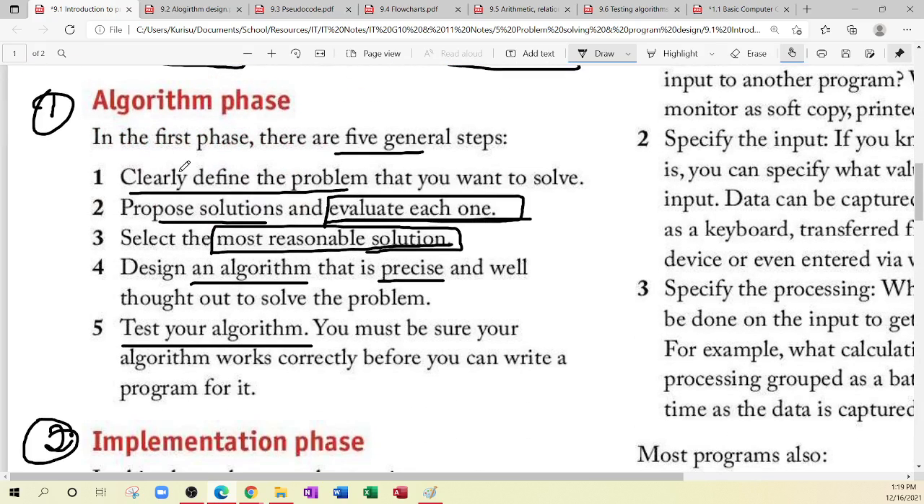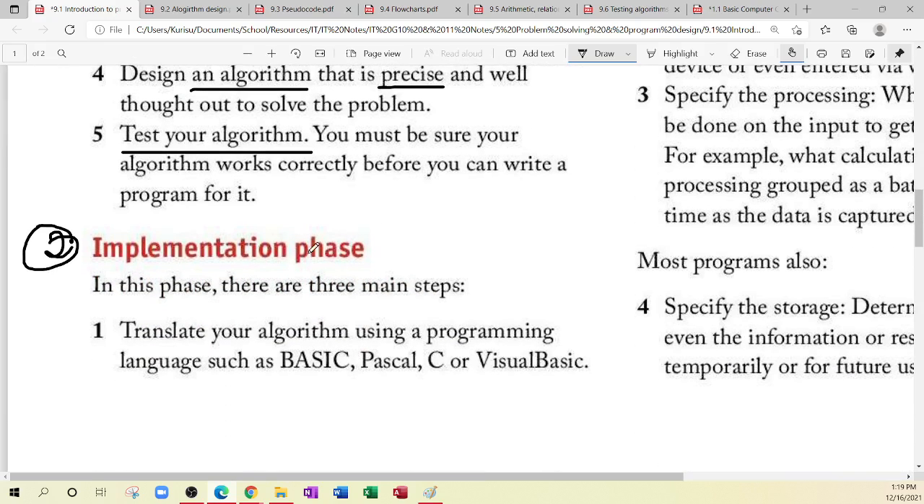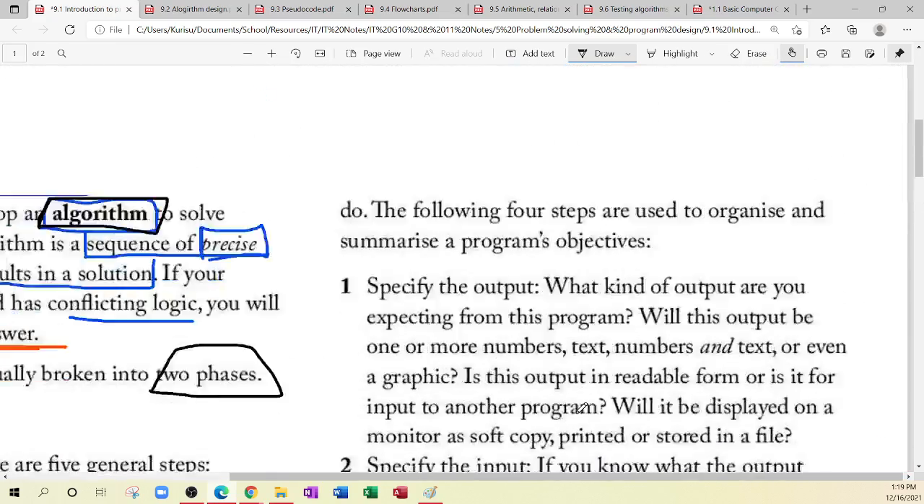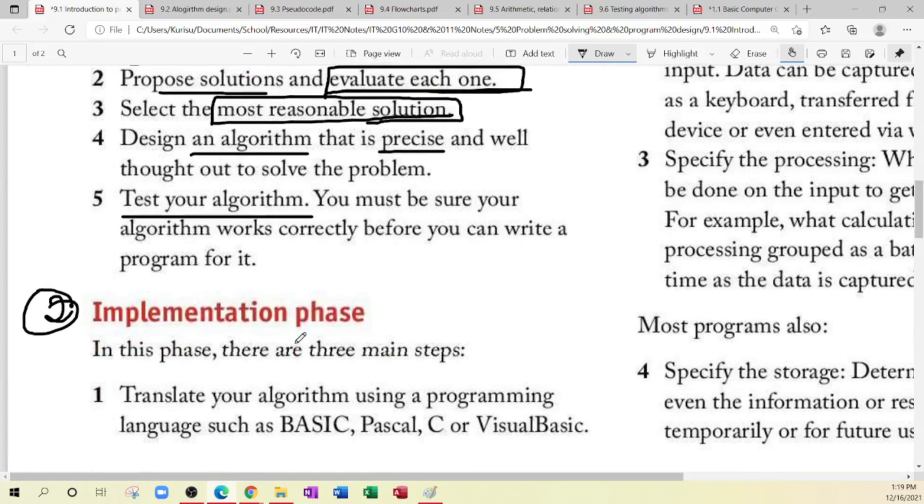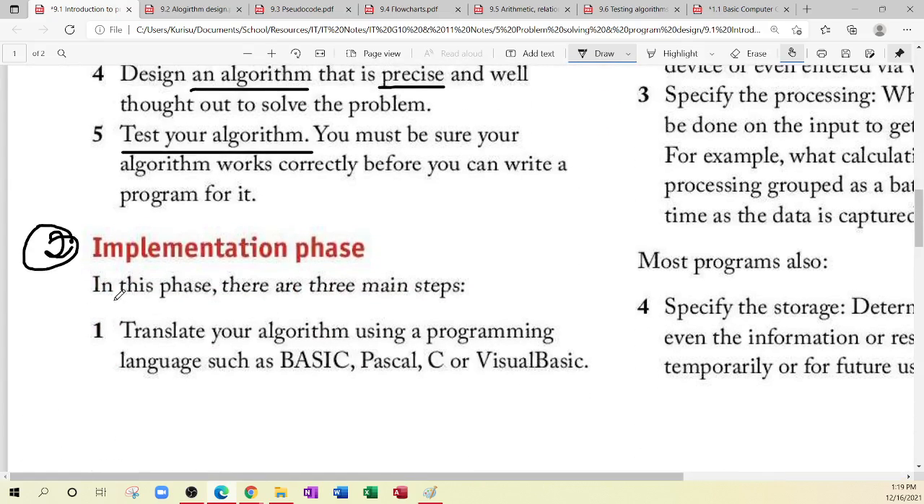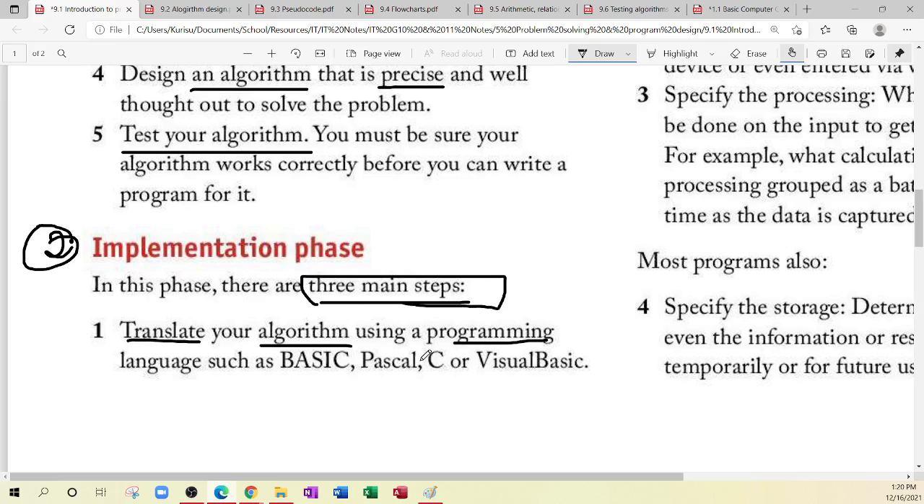Alright, so remember we said that problem solving has two phases. So we just looked at the first phase, the algorithm phase. Now the last phase is the implementation phase. So what is the implementation phase? Well, in this phase, there are three main steps. The first step is to translate your algorithm into a programming language.